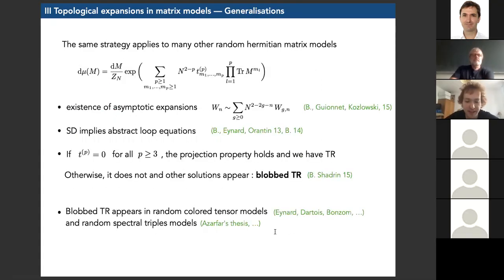And this idea is working in a similar way for many more matrix models, not just this very simple measure, but you could have something like this with product of traces, or certain things also coming from colored tensor models. So there's been a lot of work that somehow extend what I just said to compute the expansion of these correlators by the topological recursion or some variant of it.